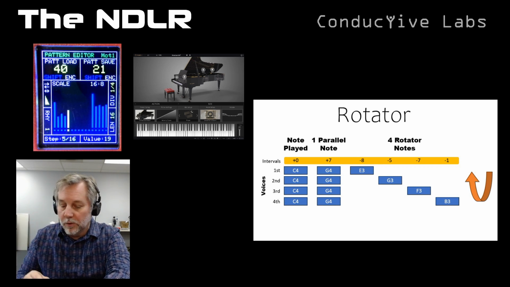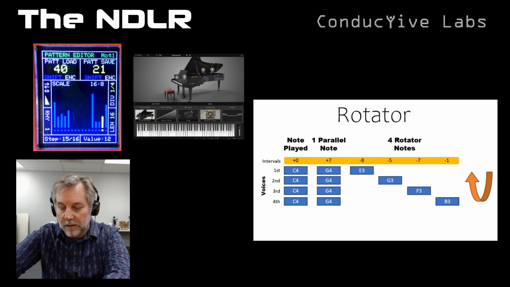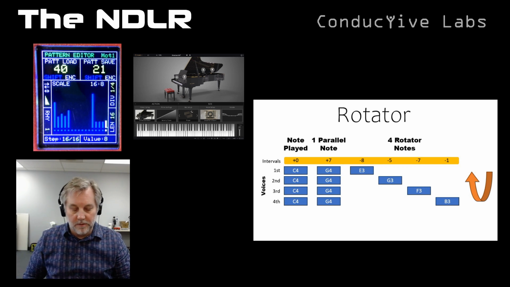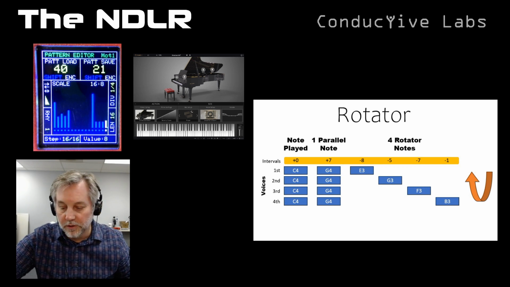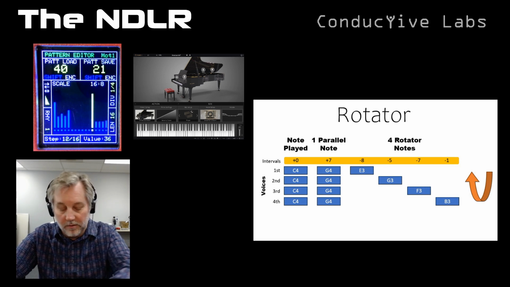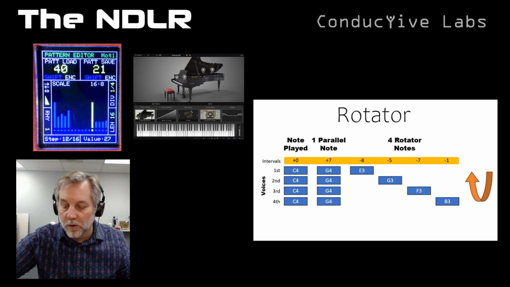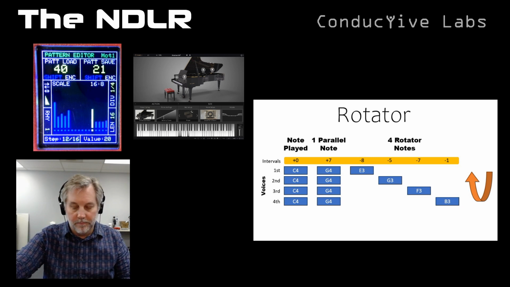Okay, what are the other bars? Well, these bars over here are actually the velocities. So I could turn the rotator velocities down really low, and what we'll just hear is the parallel note. And that's actually really hot. It's even louder than the root. So if we put it at 20, it should be the same volume.